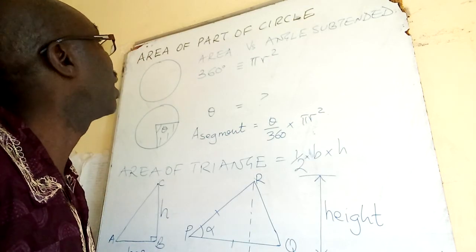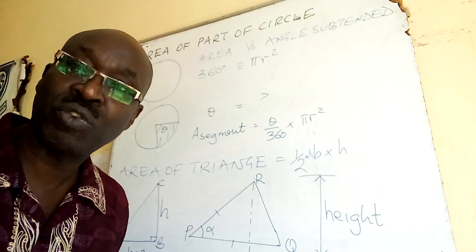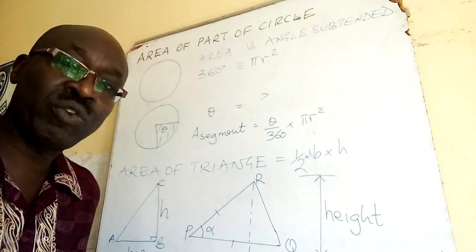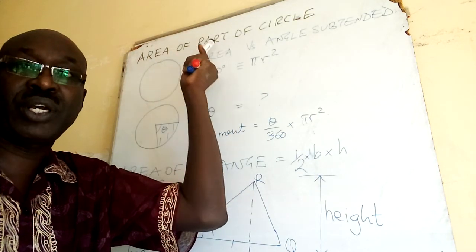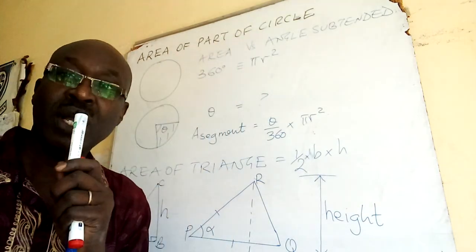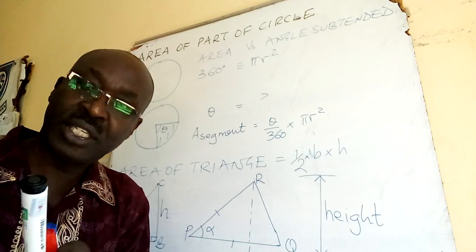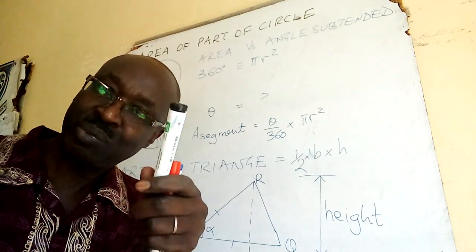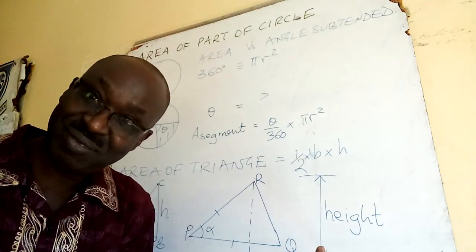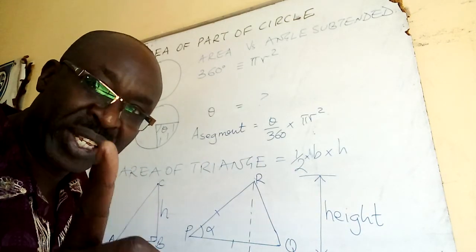This is area of part of circle. We are doing area of part of circle. Now, this is basically Form 2, but now Form 3 and 4, good revision. Basic.